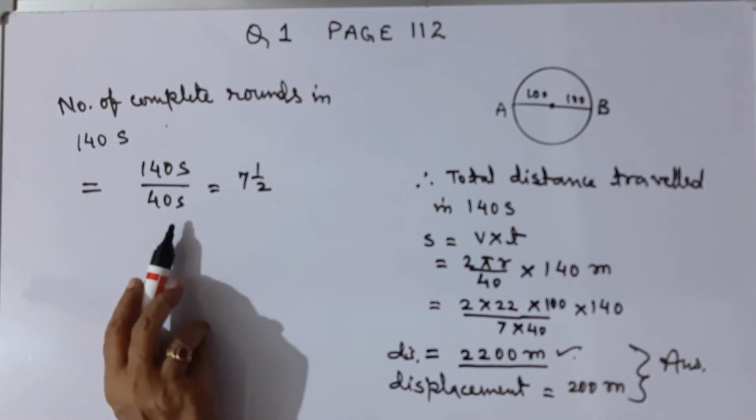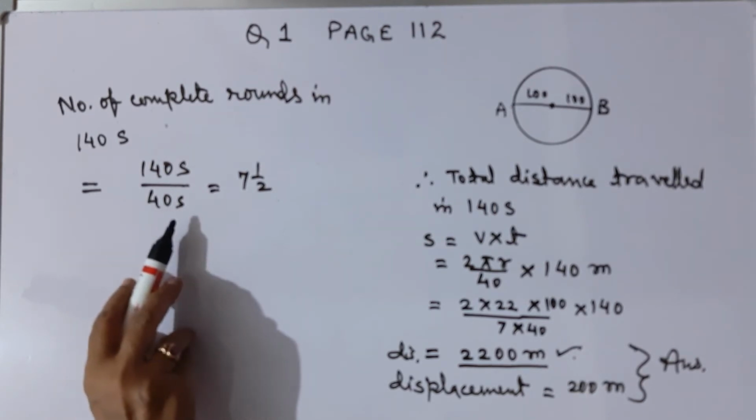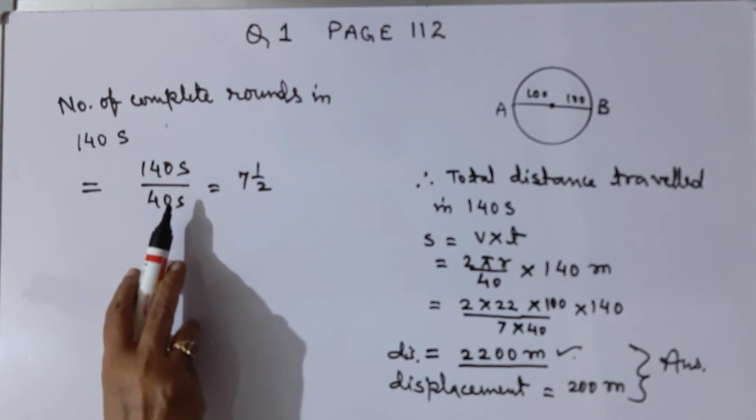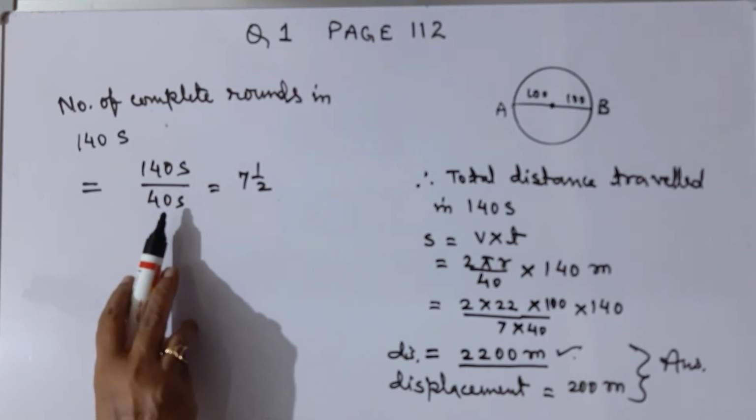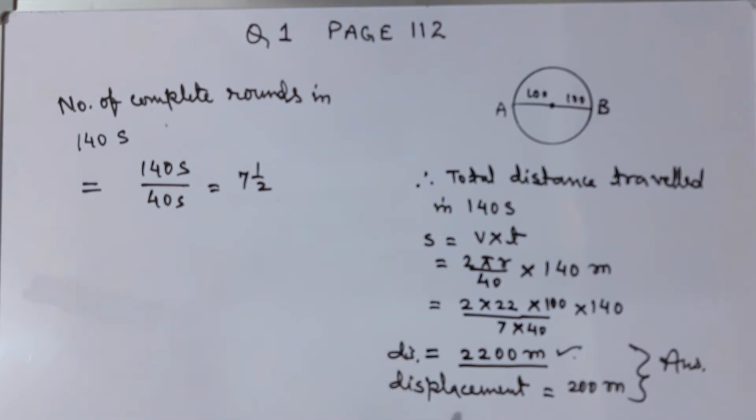We can use this method if the distance is not required. We can find directly the number of complete rounds simply by dividing the times, by taking the ratio of the 2 times, and then we can find the displacement. But since we have to find the distance as well, we have calculated in this way.